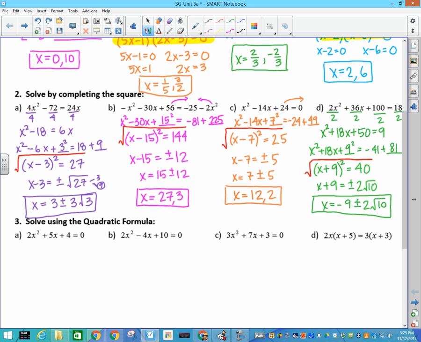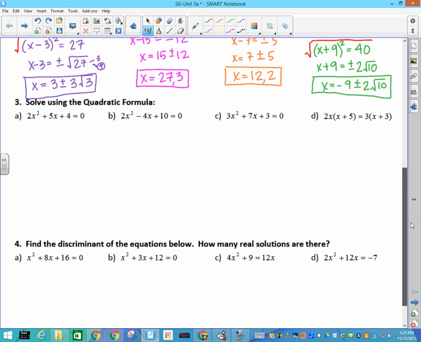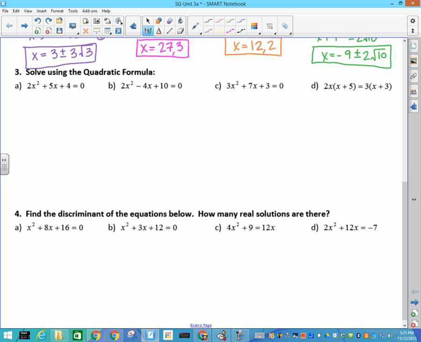Okay, moving on to the next set. We have our quadratic formula, which I probably should write up here. It is x equals negative b plus or minus the square root of b squared minus 4ac, all over 2a. And if you want to hear me sing, go back to the video on 4.7. All right, so let's go solve by quadratic formula. Pause real quick.